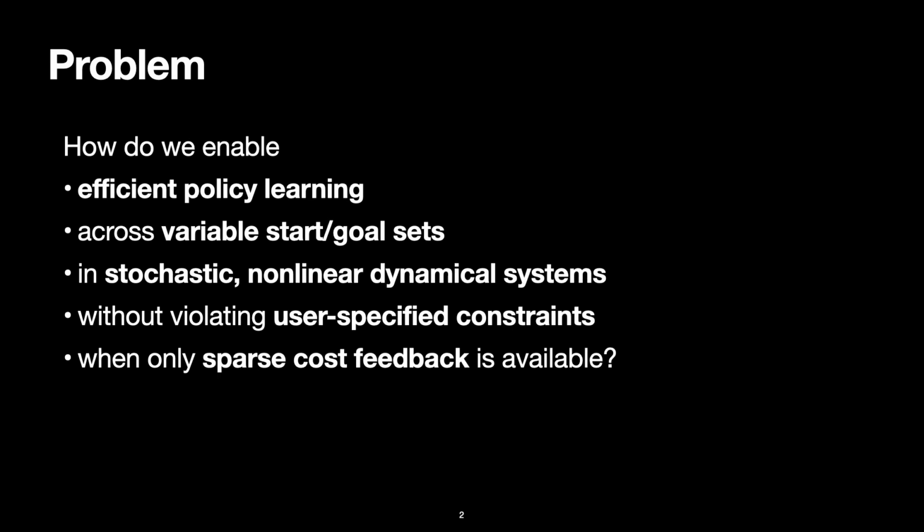How do we enable efficient policy learning across variable start and goal states in stochastic nonlinear systems without violating user-specified constraints when only sparse cost feedback is available? Over the course of this presentation, we will design a general theoretical framework to solve this problem and discuss its theoretical properties. We will then discuss its limitations and motivate a possible practical instantiation of the algorithm.